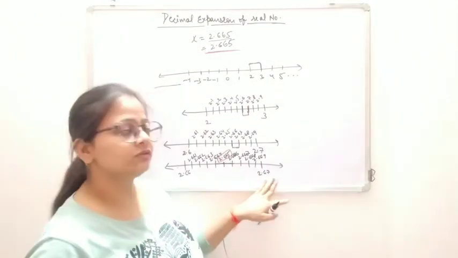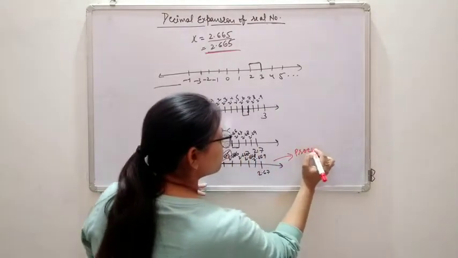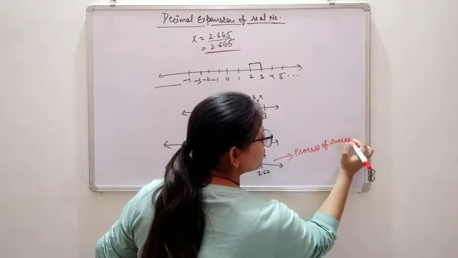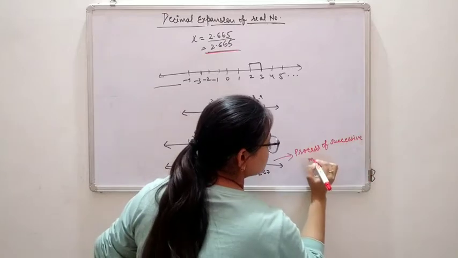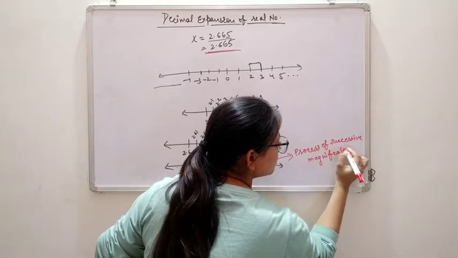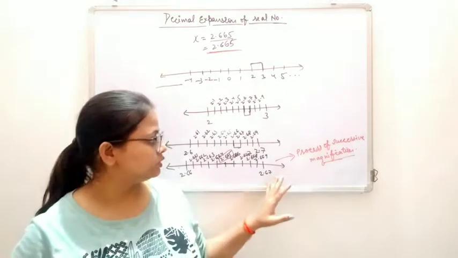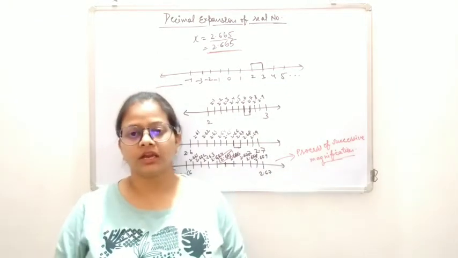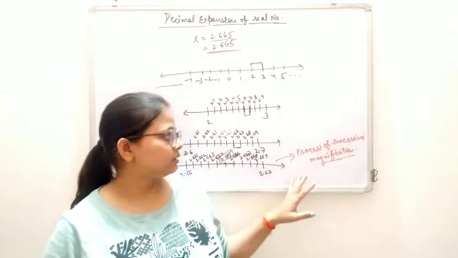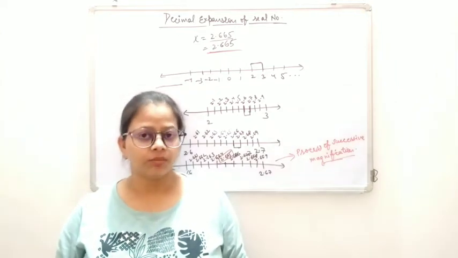Okay, so we call this process of representation of numbers on the number line through a magnifying glass the process of successive magnification, right? So like this, you can represent any number on the number line by using a magnifying glass. So from this, you can say that every real number is represented by a unique point on the number line, right?